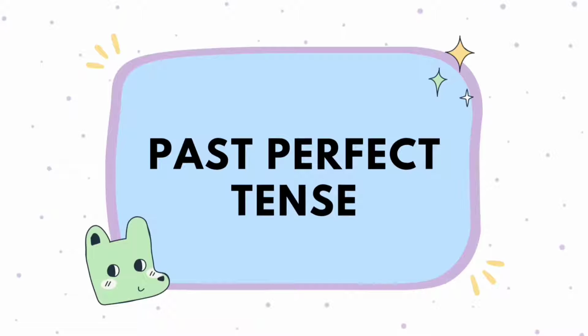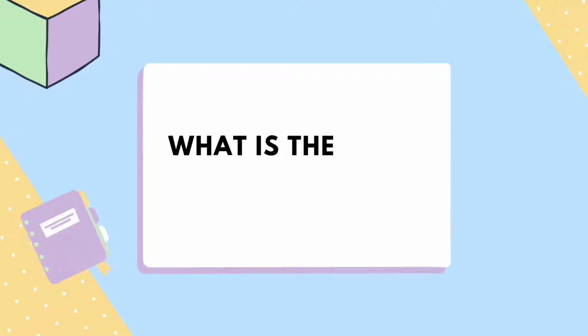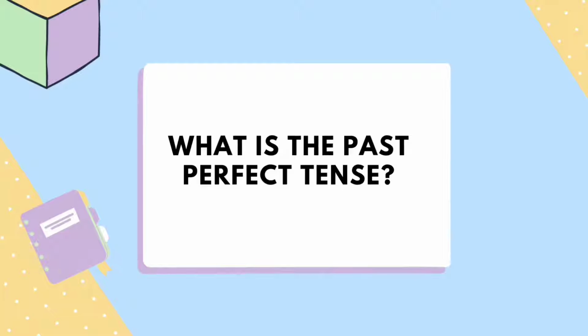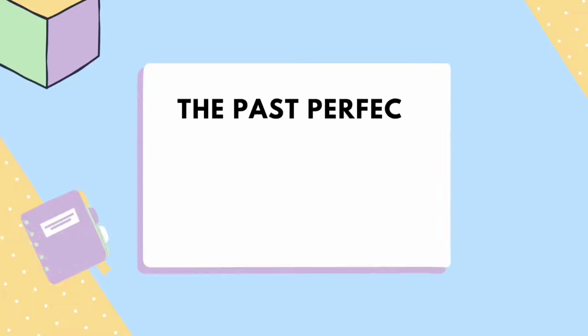Today we are going to talk about the past perfect tense. What is the past perfect tense? The past perfect is a verb tense used to talk about actions that were completed before some point in the past.